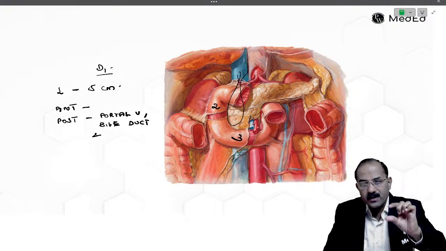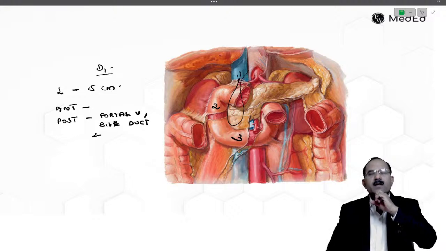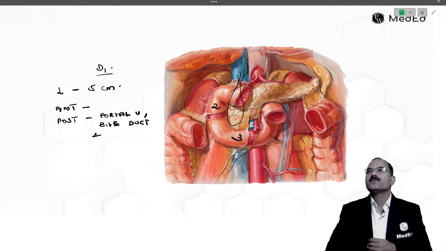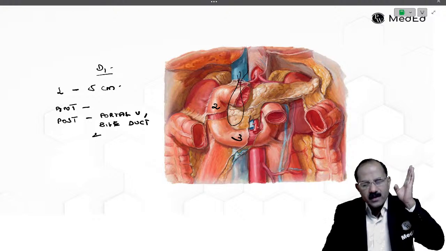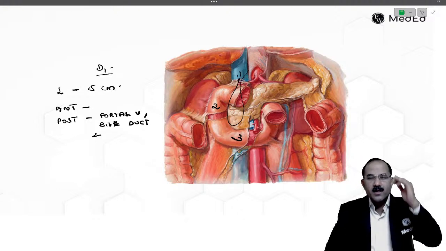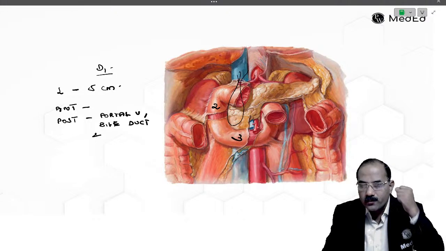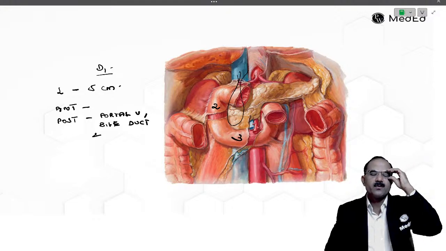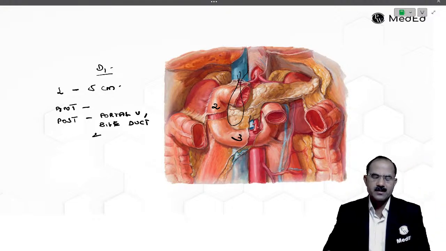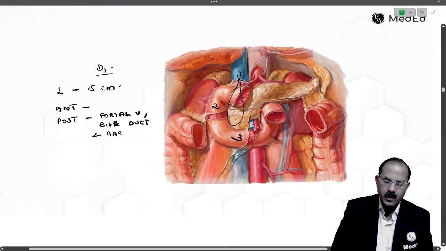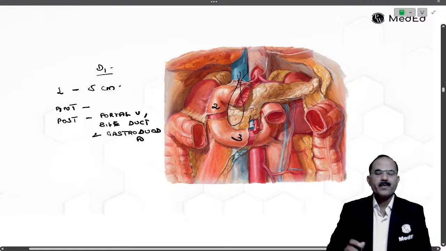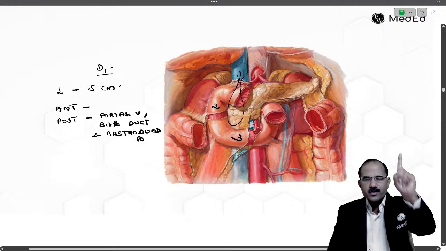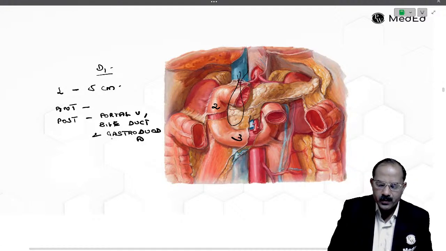A person comes to you. If there's an ulcer in the posterior wall of the duodenum, it is going to erode which artery? That's a clinical MCQ, and that artery is the gastroduodenal artery. Remember this? So the posterior relation of the first part of the duodenum is gastroduodenal artery.